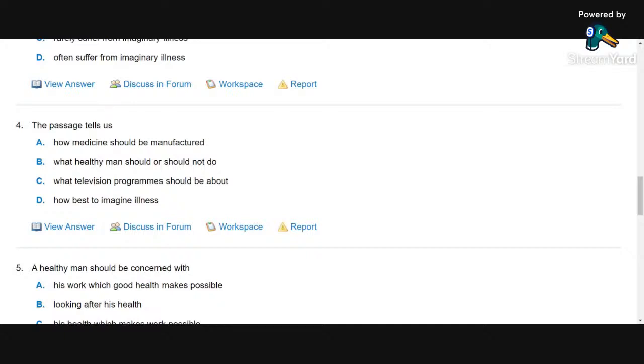Is it option A? It doesn't tell us how medicine should be manufactured. No, it is definitely not option A. Is it option B? Who else agrees with Lavanya? See, this whole passage is not about medicine at all, right? It's about health. Okay, let's not waste time. Yes, option B is the right answer. It tells us what a healthy man should do or should not do.